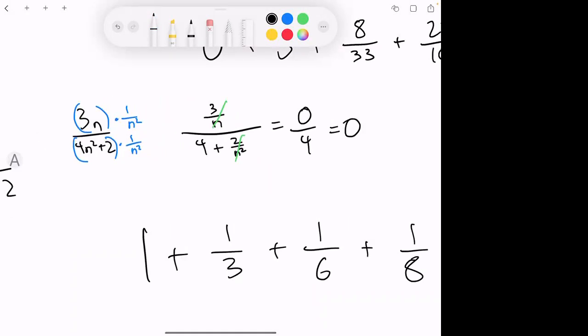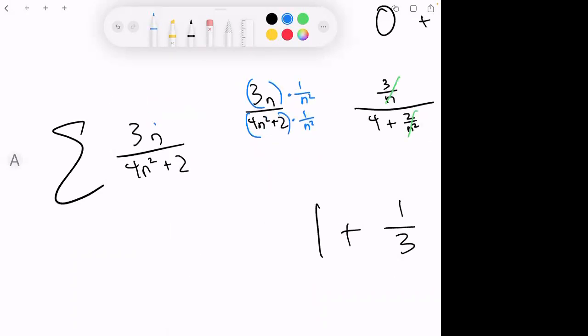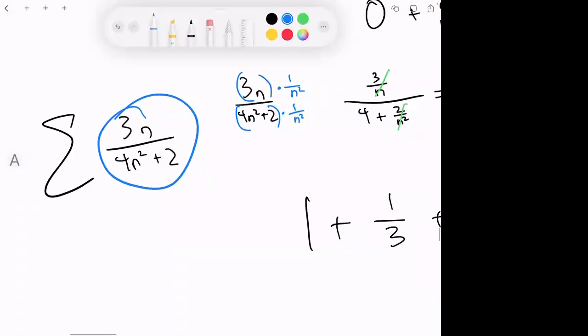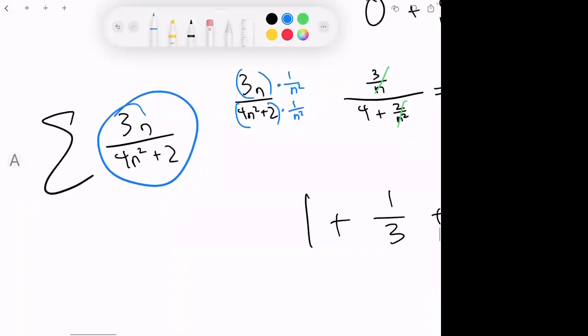So according to the divergence test, these terms actually are approaching 0 in the limit, which means it's possible, not definitely, but it's possible that this might converge. The nth term test alone cannot tell you that. But it can tell you that since the terms go to 0, then it's got a shot at converging.